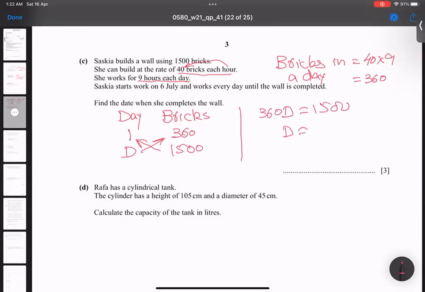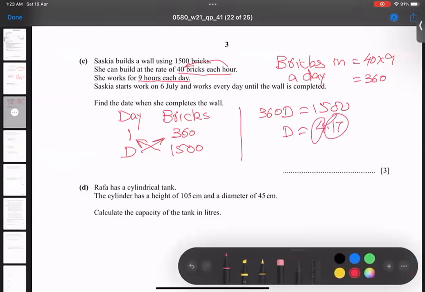Now if we divide, let's see what answer comes. 1500 divided by 360, and we get 4.166, or I can say 4.17. So 4 days for sure. The 4 represents days and the decimal part represents hours. So it means 4 full days and more, about 4.17. And when does she start?